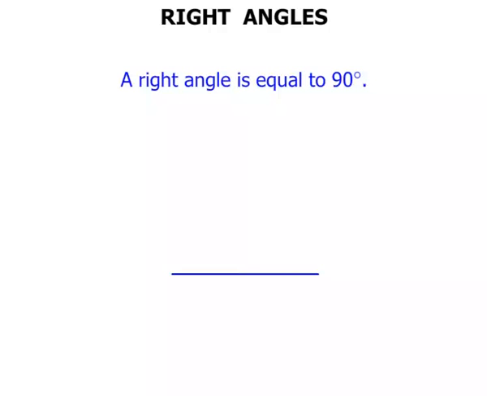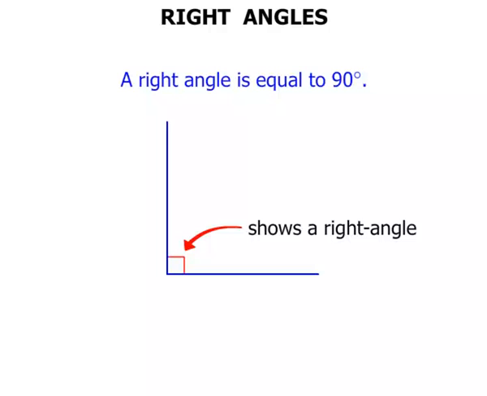In this lesson, we do some work on right angles. A right angle is equal to 90 degrees. So this is an example of a right angle. Sometimes you'll see a little square like that. That shows a right angle. So if you ever see that, you know that that angle is 90 degrees. It's a right angle.